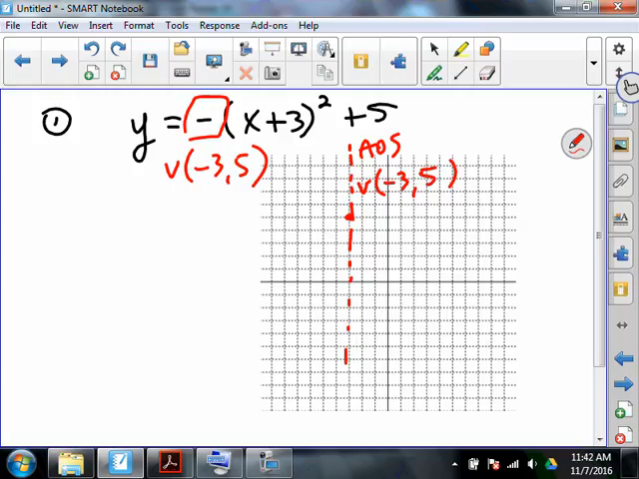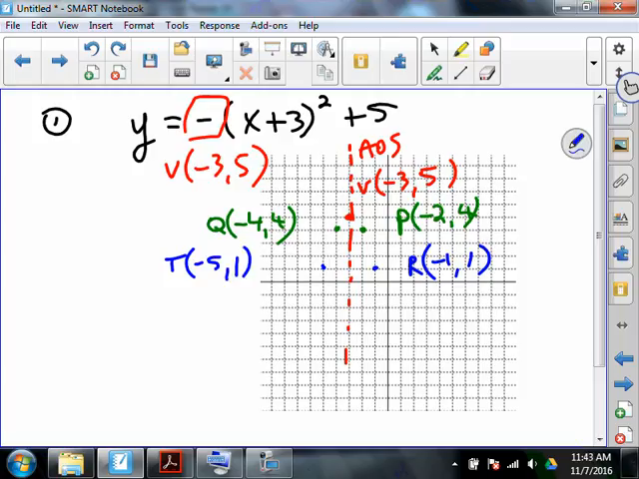So from the vertex, I get to go over 1 and down 1. That'd put me at the point negative 2, 4. By symmetry, I get another point, negative 4, 4. Keep in mind, this isn't the exact question, but it's going to be a lot like it. The a value is negative 1, so over 2 and down 4, because I'm referring to the parent function, in case you're wondering how I'm getting that. So that's going to be negative 1, 1, and negative 5, 1. So it'll ask you to sketch and label 4 additional points.